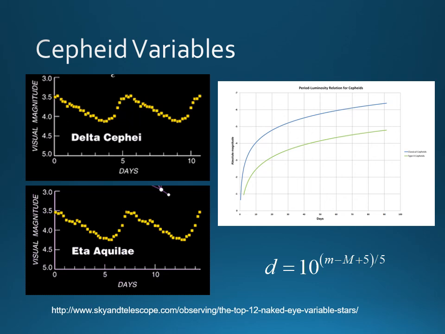Eta Aquilae has a magnitude range of 3.5 to 4.4 and a period of 7.18 days. From the luminosity-period relationship, it is found to have an absolute magnitude of minus 3.7. The distance modulus yields a distance of 275 parsecs. These values are crude estimates, and catalog values are slightly different.